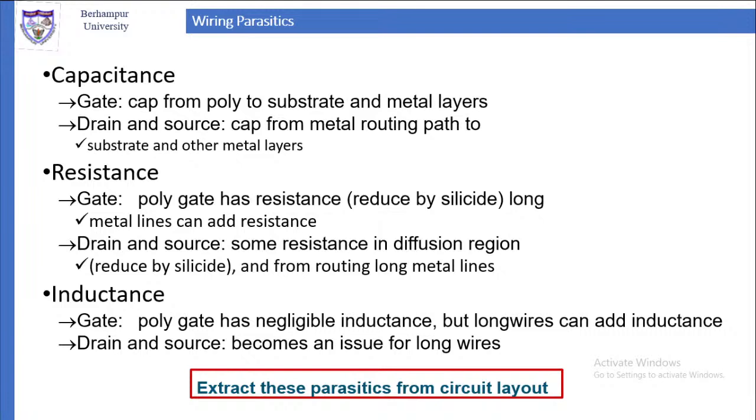So we'll start with capacitance. For the gate, the capacitance will be from poly to substrate and metal layers. That is where you get the capacitance. Then for drain and source, capacitance from metal through the routing path to substrate and the other metal layers.